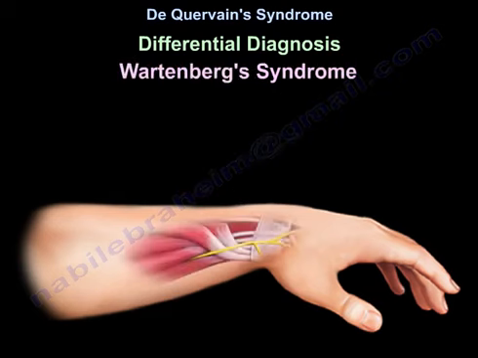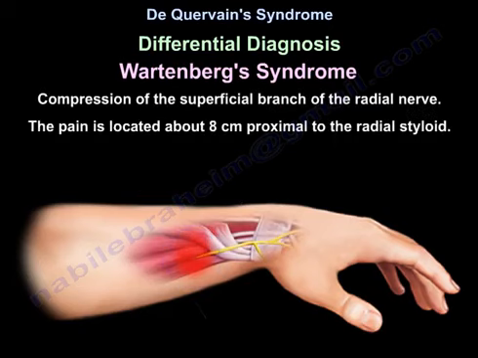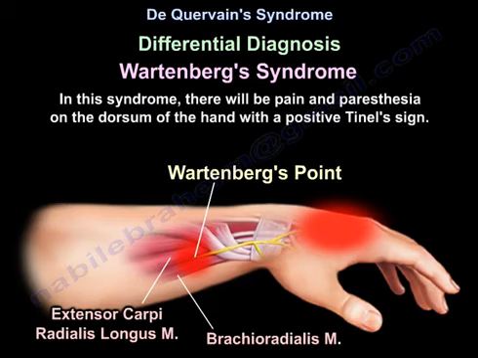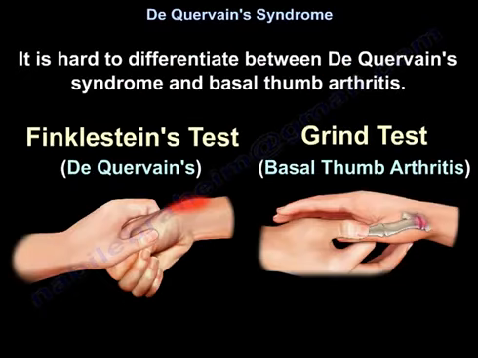Another differential diagnosis is Wartenberg's syndrome, which is compression of the superficial branch of the radial nerve. The pain is located about 8 cm proximal to the radial styloid. In this syndrome, there will be pain and paresthesia on the dorsum of the hand with a positive Tinel sign. It is hard to differentiate between De Quervain syndrome and basal thumb arthritis. You do the Finkelstein test in De Quervain syndrome and you do the grind test for basal thumb arthritis.